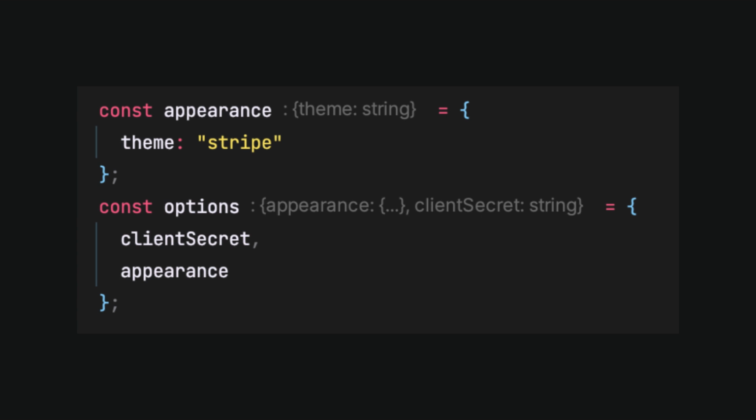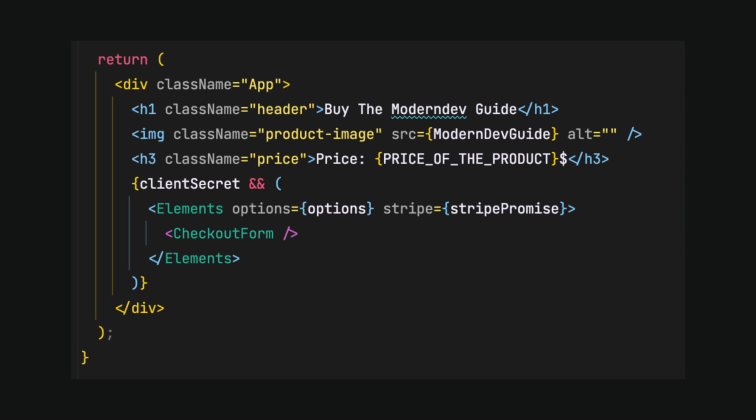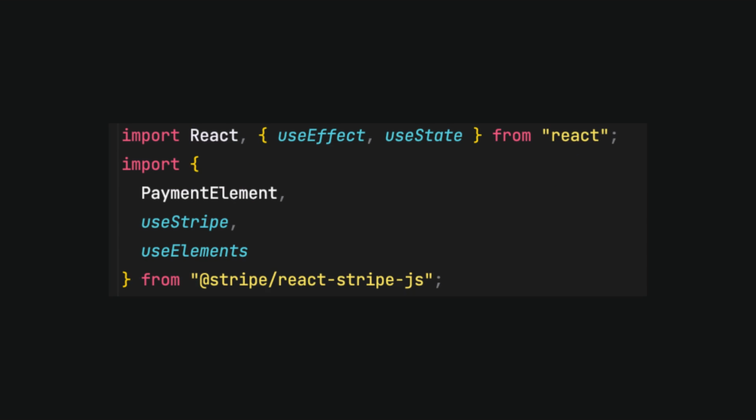Then we can add some options to pass to the Elements provider, such as theme and the client secret returned from the endpoint. The last part of the home component is rendering the basic UI and the checkout form. Right now, we should create the checkout form. Let's start with importing Stripe dependencies and hooks.